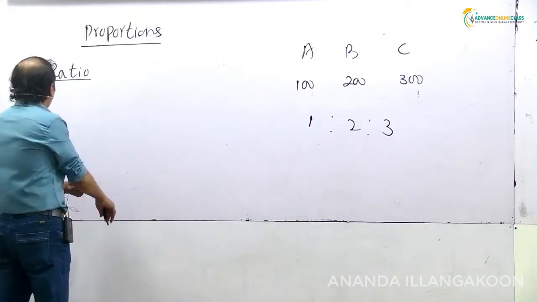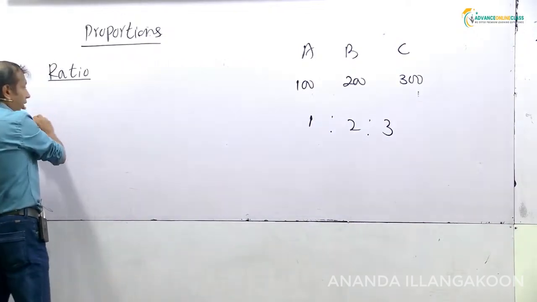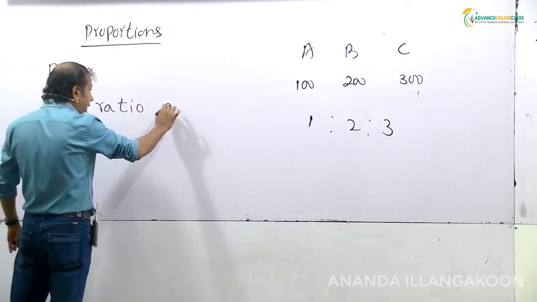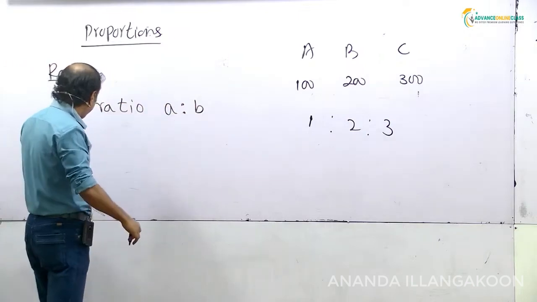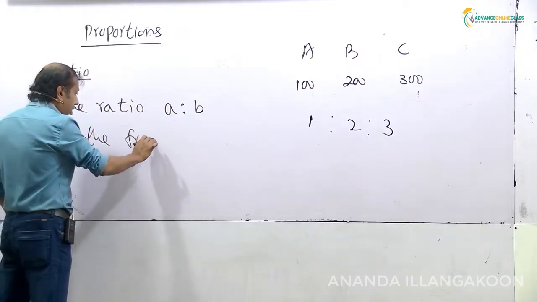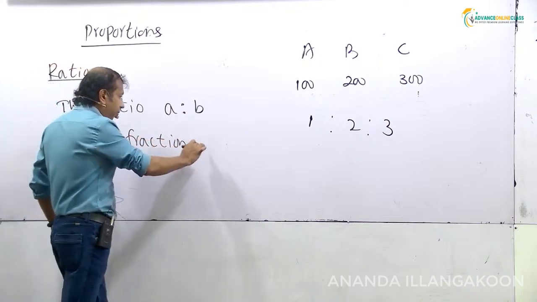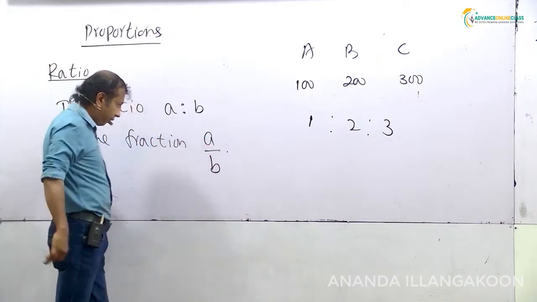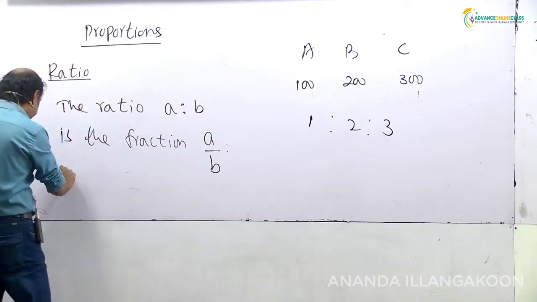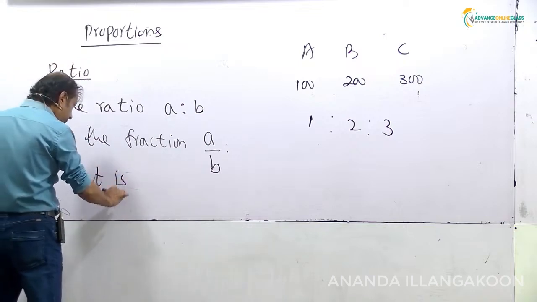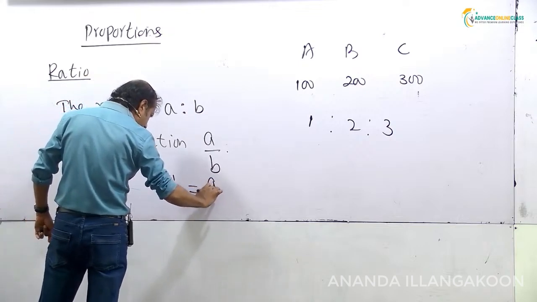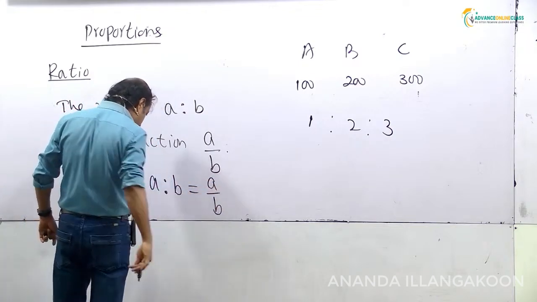Right. Okay. Write down this way. Write down the ratio. The ratio A is to B is the fraction A upon B. That is, A is to B equals A upon B.